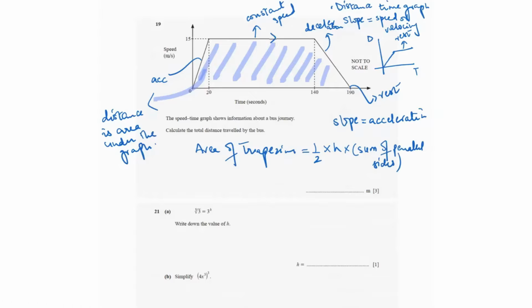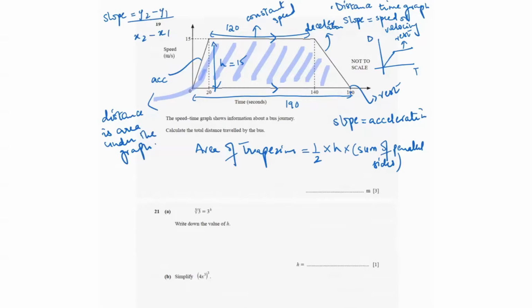So these are your parallel sides. So this is going to be 20 minus 140, which is 120. And this total is going to be 190. So you add it up and then you times it by the height, which is 15, and then times it by 1/2. So for distance, for a speed time graph, always find the area under the graph. And for the slope, we know the formula, which is y2 minus y1 over x2 minus x1.